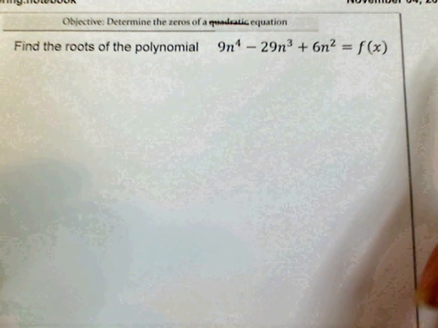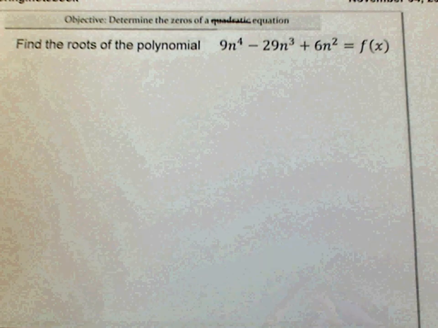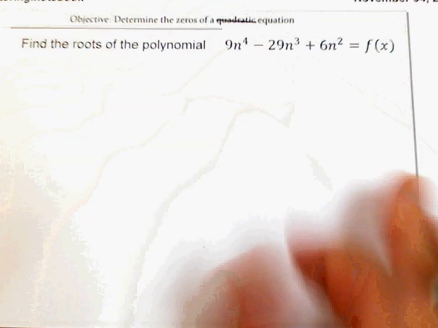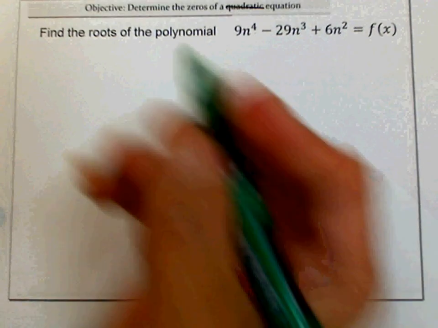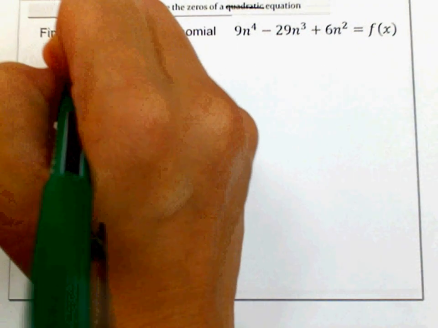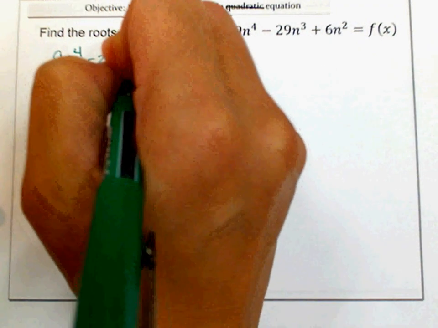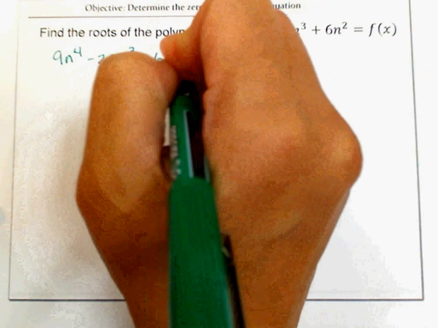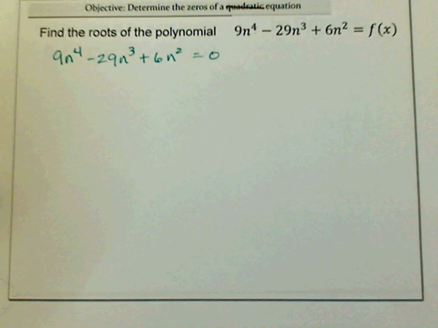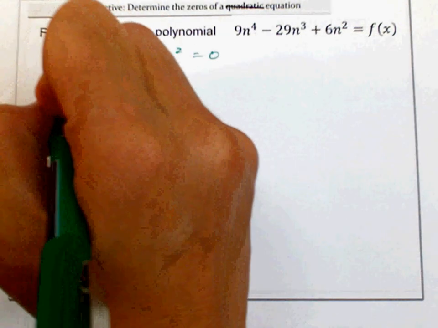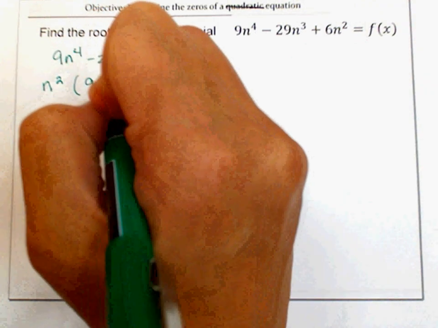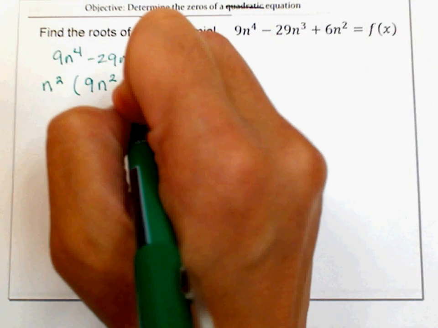All right, so let me get started. So what do I have? Let me make sure you can see this. Okay, here we go. 9n to the 4th minus 29n cubed plus 6n squared. I'm going to set it equal to 0. What do they have in common? What is the greatest common factor? N squared. So you now have n squared times 9n squared minus 29n plus 6 equal to 0.